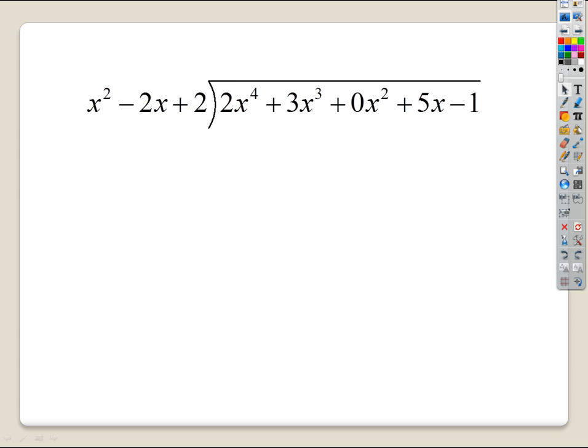What we want to do is always look at the leading terms. So we look at the leading term outside and the leading term inside, and we ask ourselves, how many times does the leading term outside divide into the leading term inside? In other words, what is 2x to the 4th divided by x squared? Well, 2 over 1 is 2, and x to the 4th divided by x squared is just x squared. So that's how many times the leading term outside divides into the leading term inside, and we're just going to put that up on top of the polynomial.